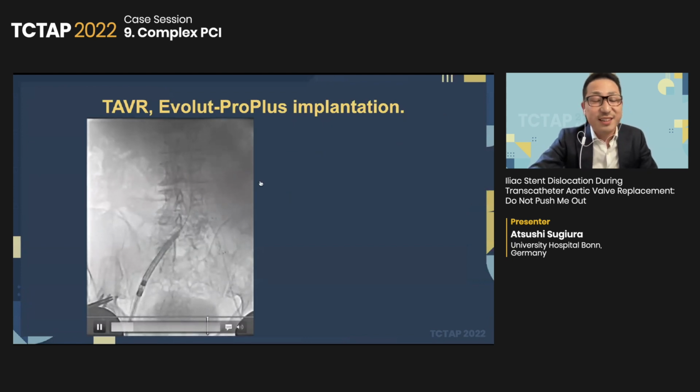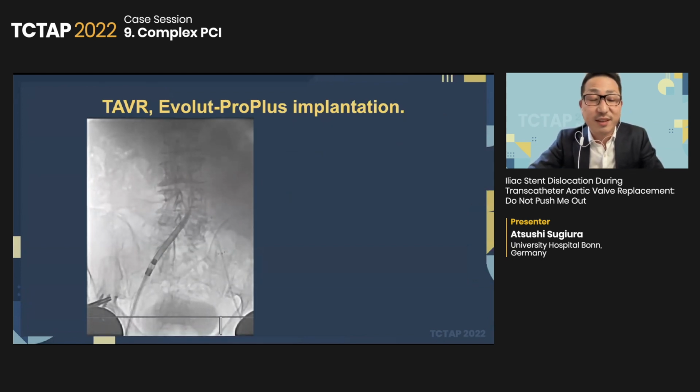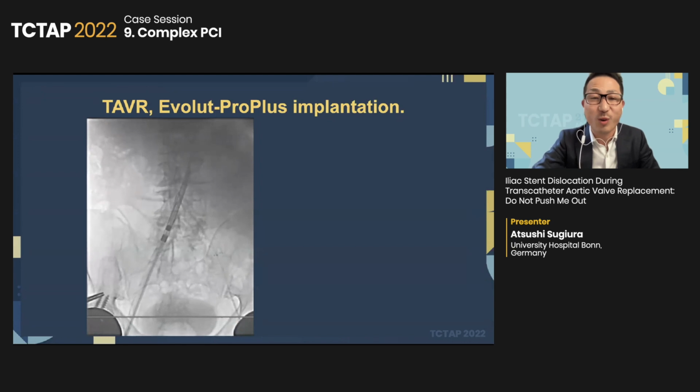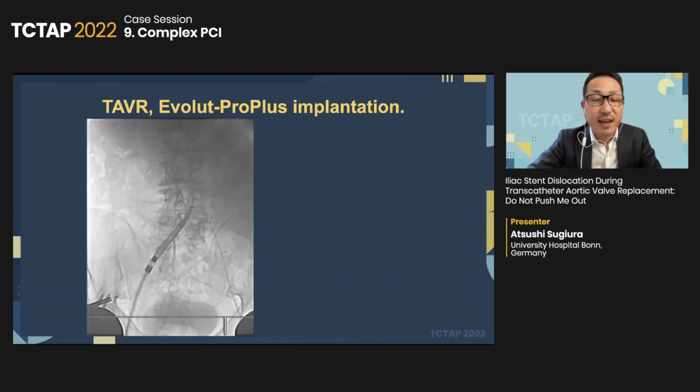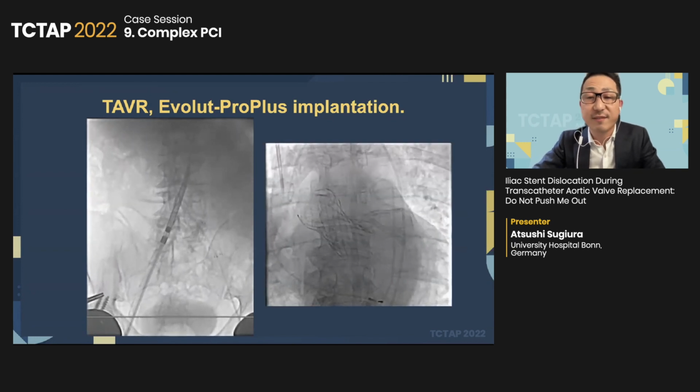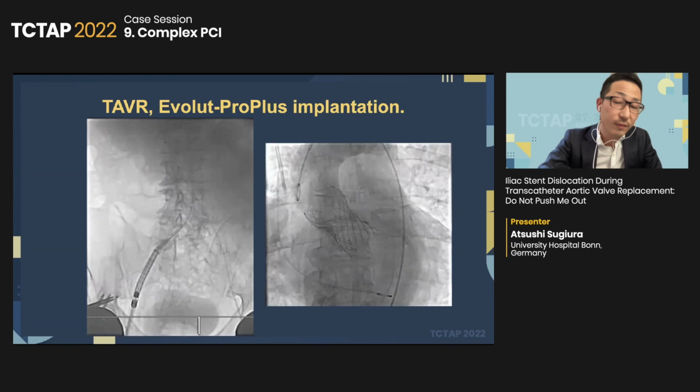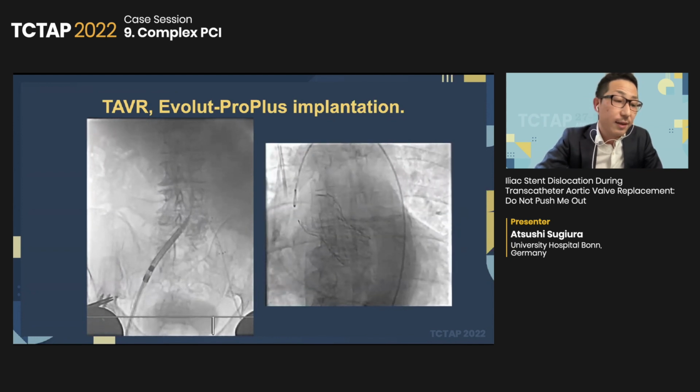And after that, we performed a transfemoral TAVR via the right femoral artery. Of course, we didn't have any stent anymore, so no more concern about stent dislocation whatsoever. And thankfully, we didn't have any hemodynamic instability or bleeding from the iliac artery. And this is the final result of TAVR, which was very nice.